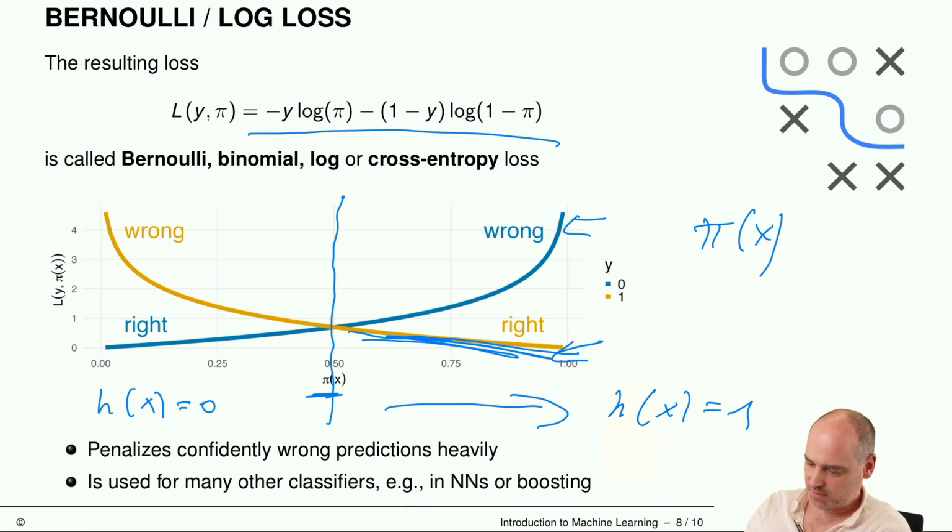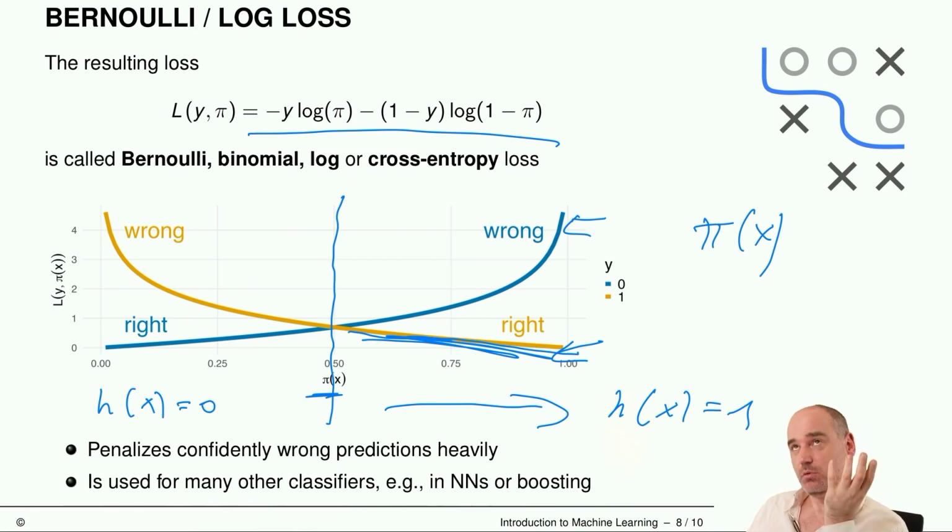But if we are on the left-hand side, and this is where the prediction would be wrong, where our predicted label would not match the observed label, the loss goes up quite quickly. So this type of loss penalizes predictions quite harshly, quite heavily, which are confidently wrong, which is a good thing.